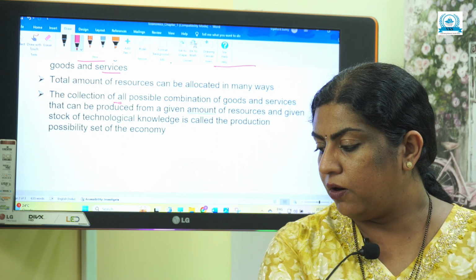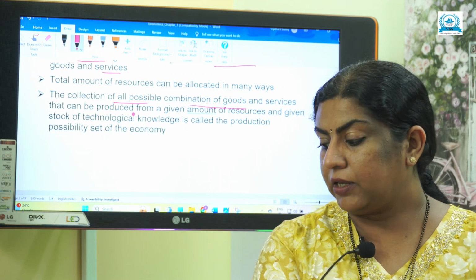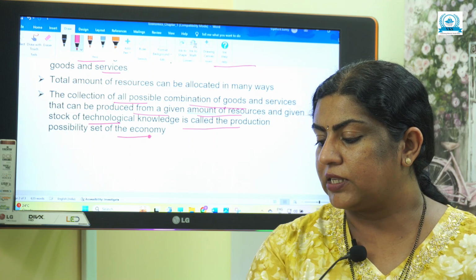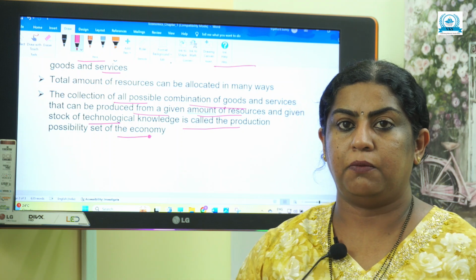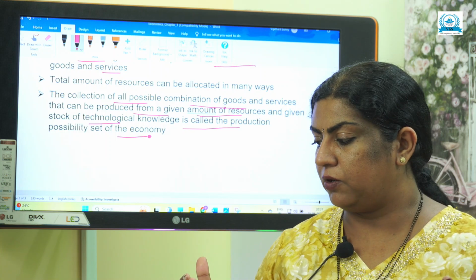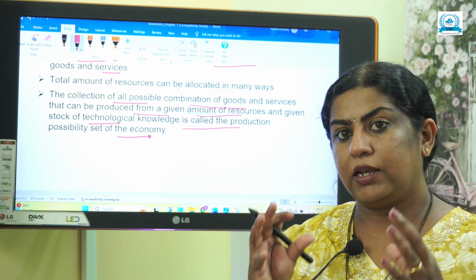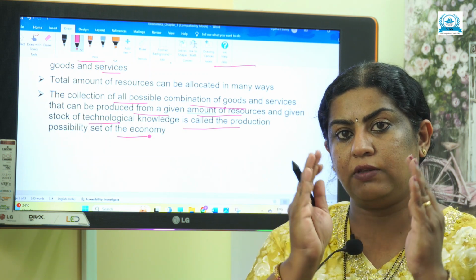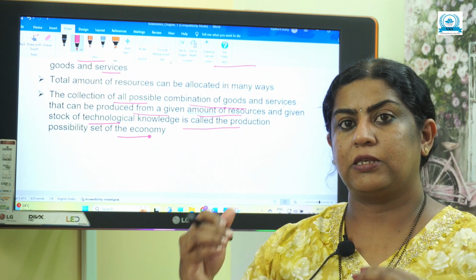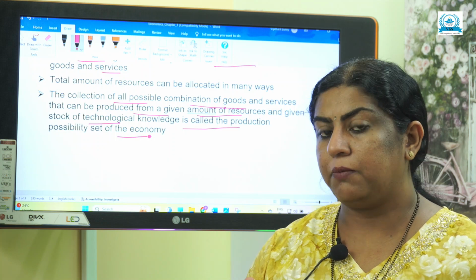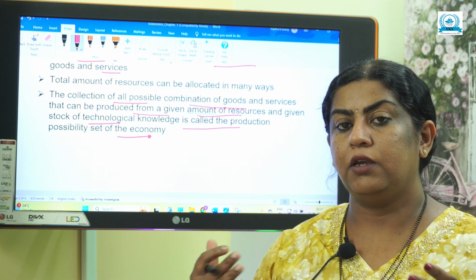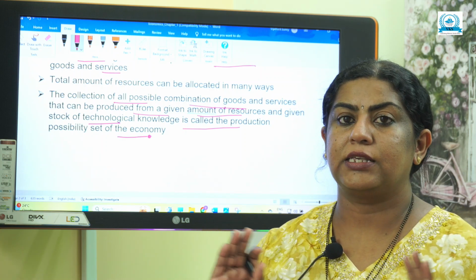So the collection of all possible combinations of goods and services that can be produced from a given amount of resources and a given stock of technological knowledge is called the production possibility set of the economy, the production possibility frontier. You have this much resource and you have to produce many things. So a special combination is used, this much for one and this much for another. That combination, using the given amount of resources and given stock of technological knowledge, is called the production possibility set of the economy.